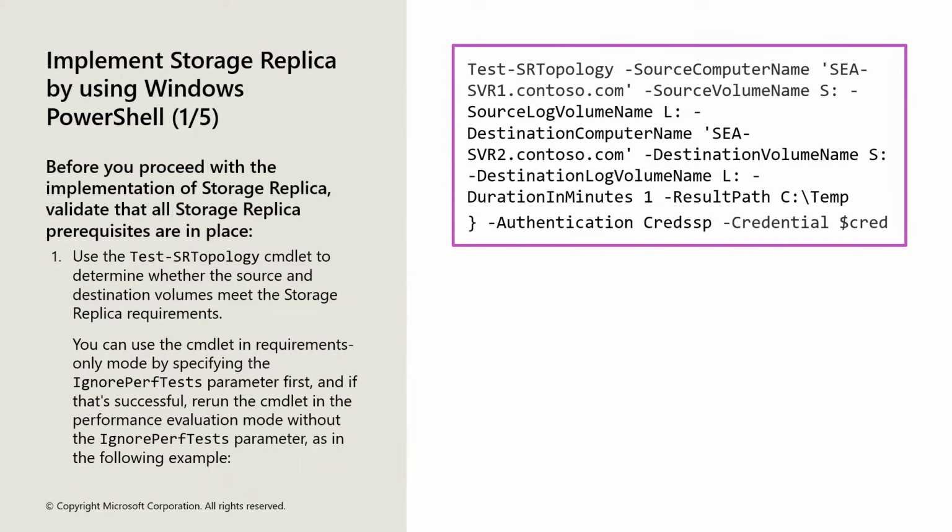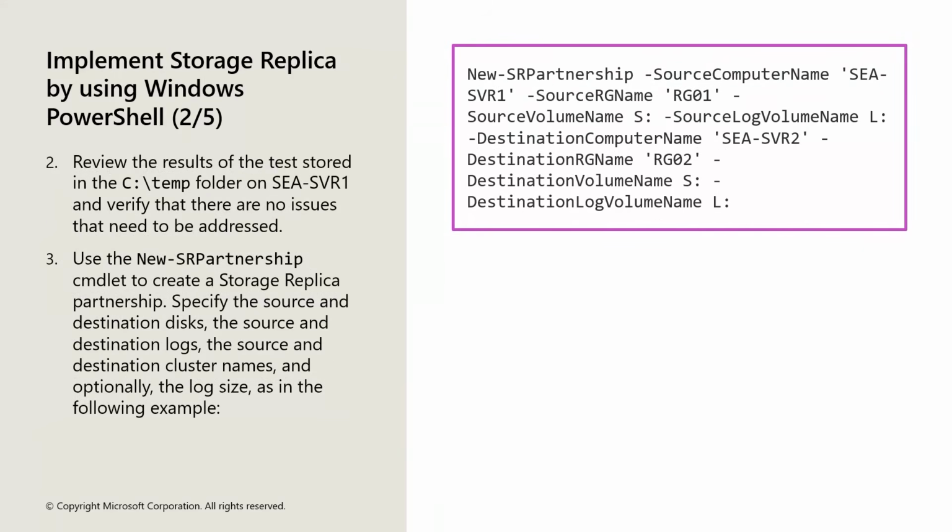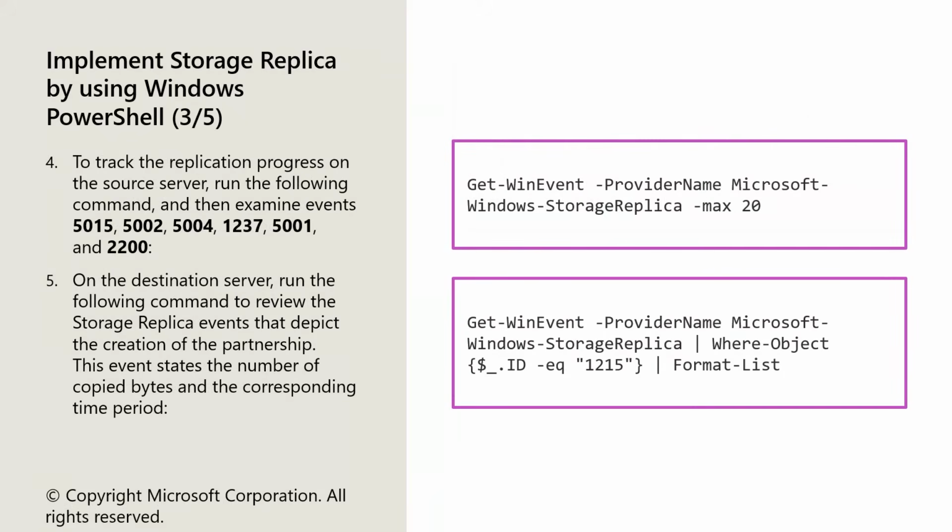Before implementation, validate prerequisites with Test-SRTopology. You run it in requirements-only mode first. If it is successful, rerun in performance evaluation mode. Create a Storage Replica partnership using New-SRPartnership. Specify source and destination disks, logs, cluster names, and log size.